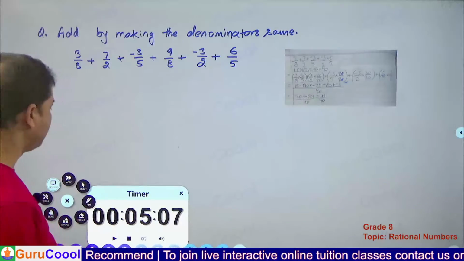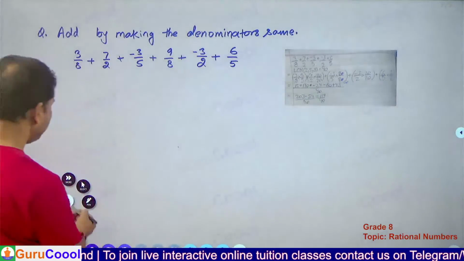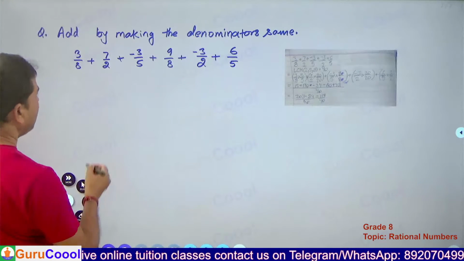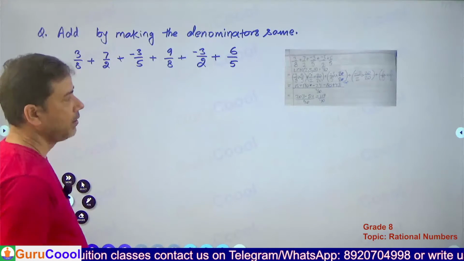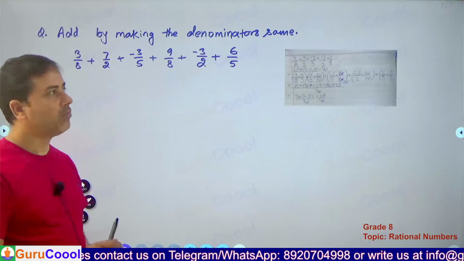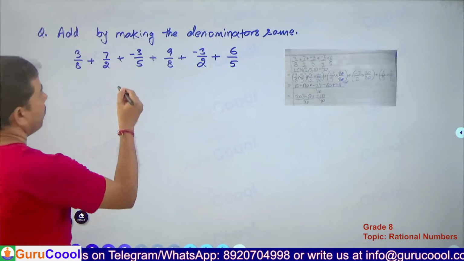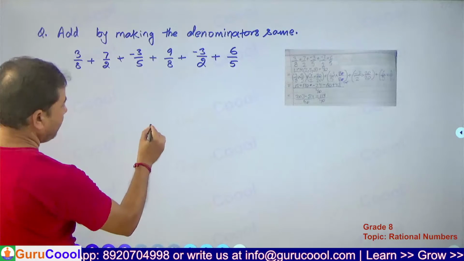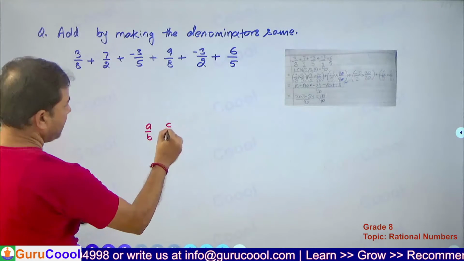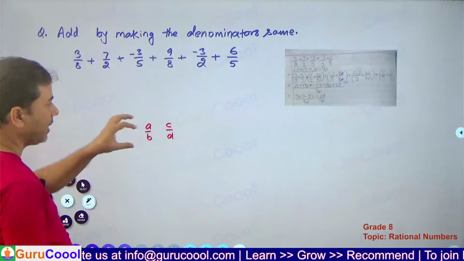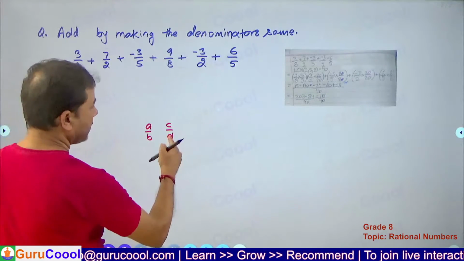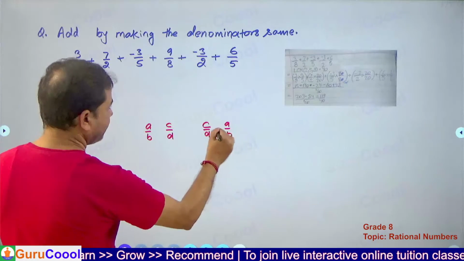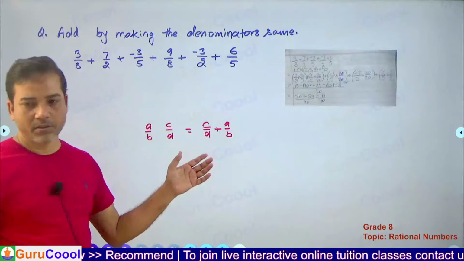This is wastage. See, to do this question, first of all, you have to apply the commutative property. Commutative property says that if you have a by b and c by d, the two rational numbers, you can rearrange them. You can write the second one at first position and the first one at the second position.